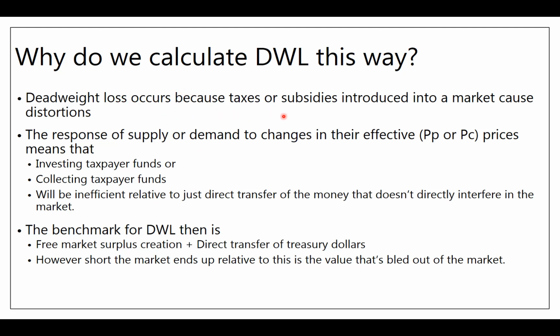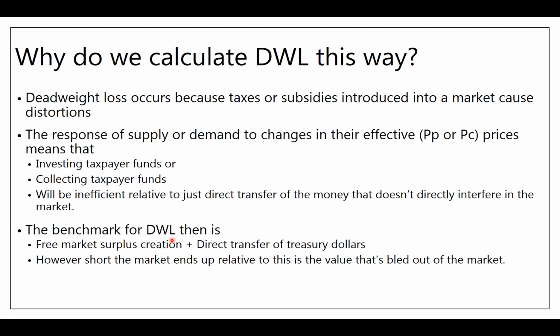Well, it's because you can't interfere in a market without getting some sort of efficiency loss, and that's really what we're talking about. So you're going to bleed this off. If you're investing taxpayer funds or collecting taxpayer funds, it's going to be inefficient relative to just a direct transfer. If you have a target that you want to introduce income effect for, it is always preferred to give them what we call a lump sum money, direct transfer. Don't influence the market, just hand them a check. Now, you'll still get some effects in the market, but you will not get this deadweight loss effect.